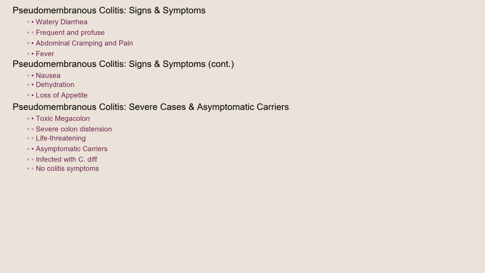The signs and symptoms of pseudomembranous colitis can vary in severity. Some common symptoms include watery diarrhea, which can be frequent and profuse. Abdominal cramping and pain are also typical. Other symptoms may include fever, dehydration, and loss of appetite. In severe cases, the colitis can lead to toxic megacolon, a life-threatening condition where the colon becomes severely distended. It's important to note that not everyone infected with C. diff develops colitis. Some individuals may be asymptomatic carriers.